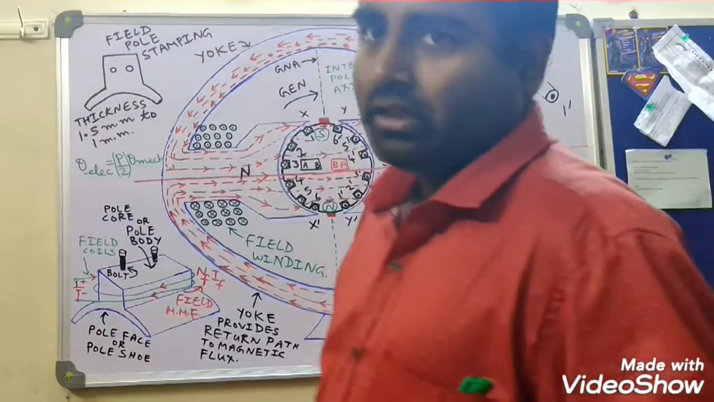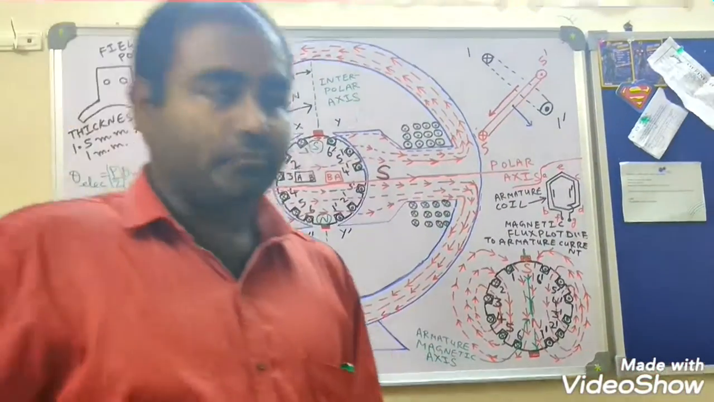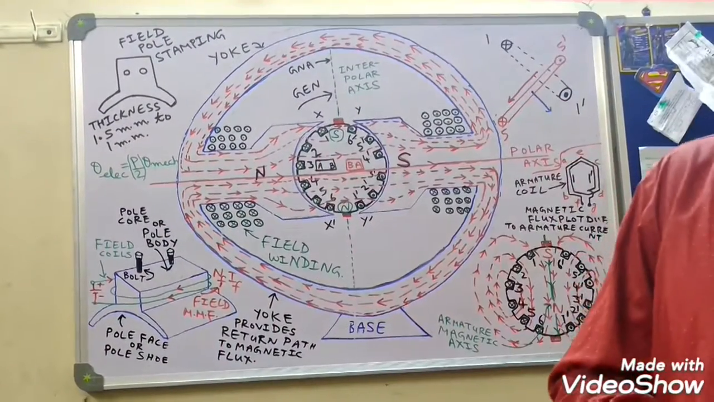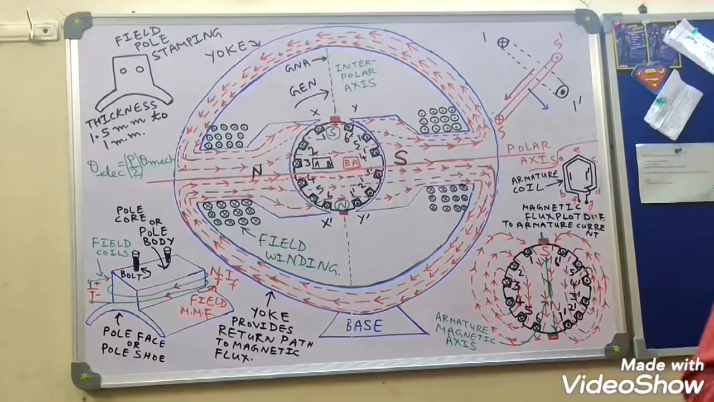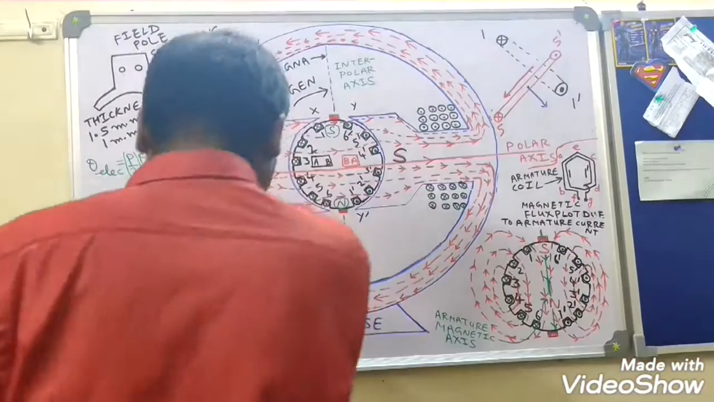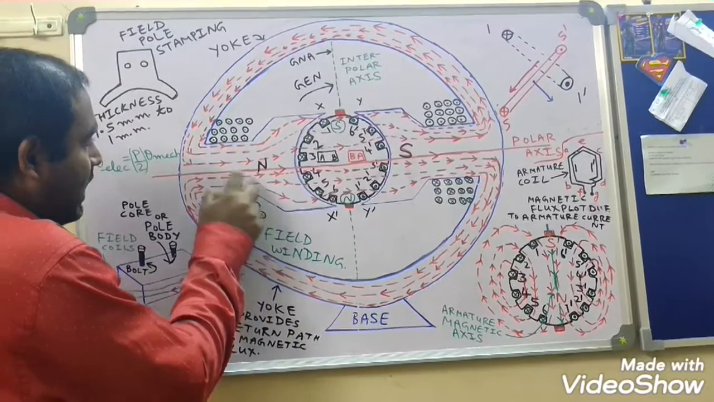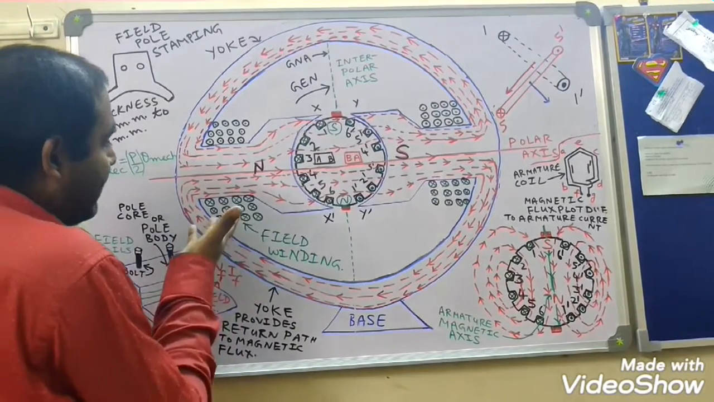Let's take the field winding. Field winding of a DC machine is an example of concentrated winding or concentric winding. You see here, if you take these 4 coils cross and these 4 coils dot, the magnetic axis is coming in this direction.